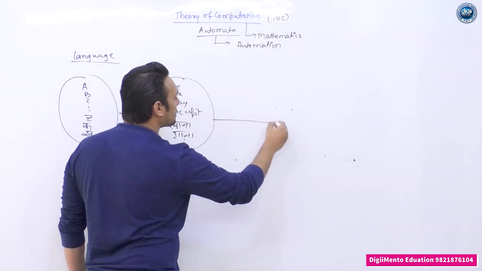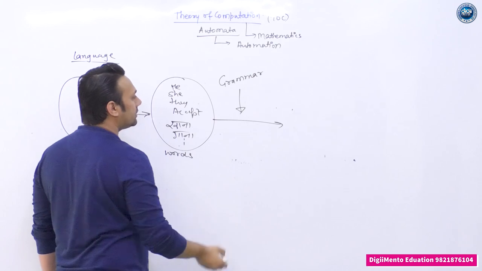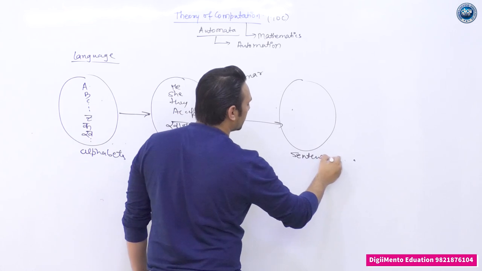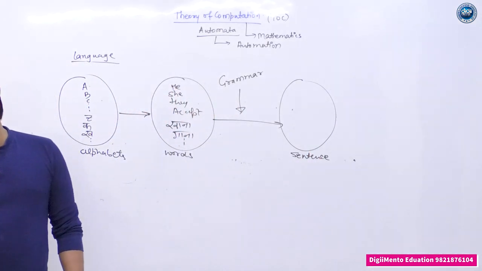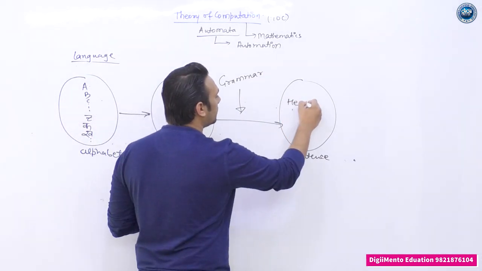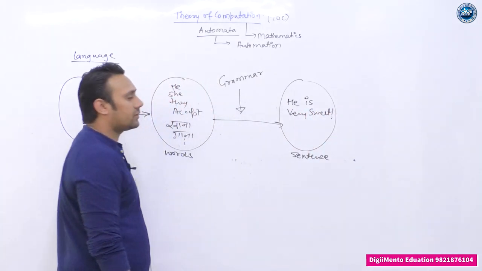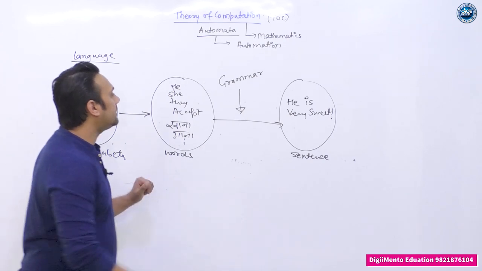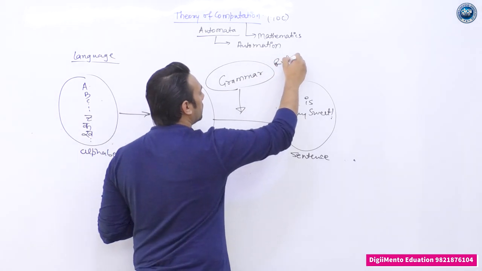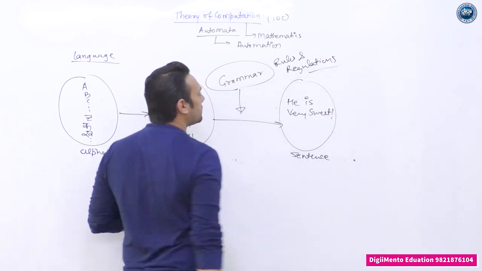Now, we use something called a grammar here to create sentences. तो आप यहाँ पर किसी ग्रामर का यूज करते हैं सेंटेंसेस को बनाने के लिए. So for example, a sentence can be: He is very sweet. So this is a sentence. Okay, so this grammar here gives rules and regulations. So this grammar gives rules and regulations.